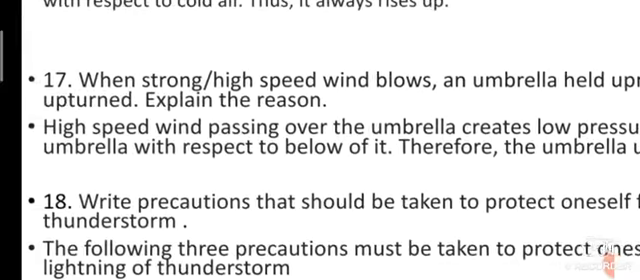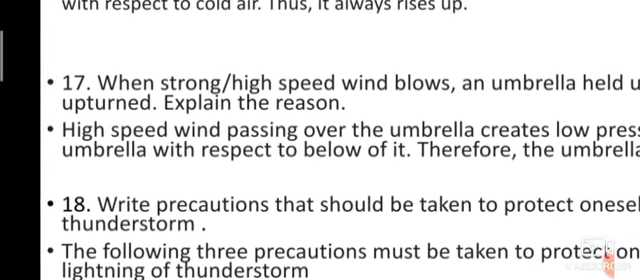Next question. When strong high speed wind blows, an umbrella held upright at times gets upturned. Explain the reason. High speed wind passing over the umbrella creates low pressure above the umbrella with respect to below it. Therefore, the umbrella upturns because of the pressure difference.